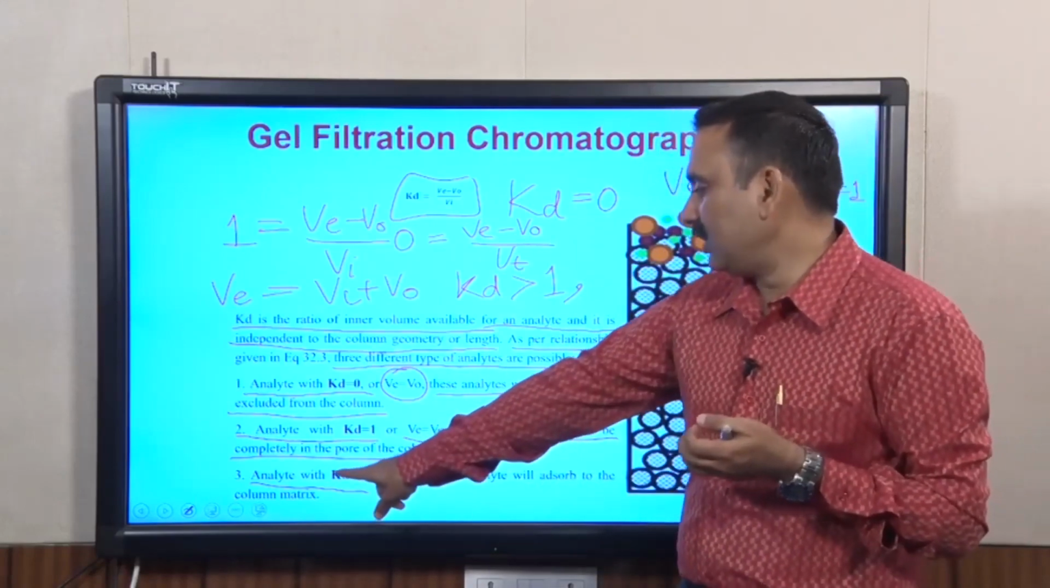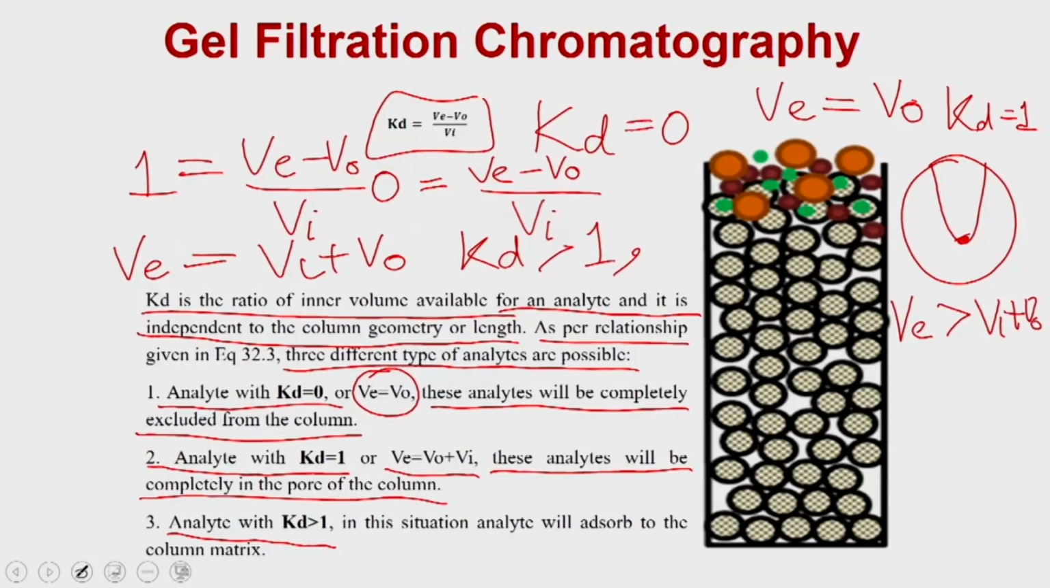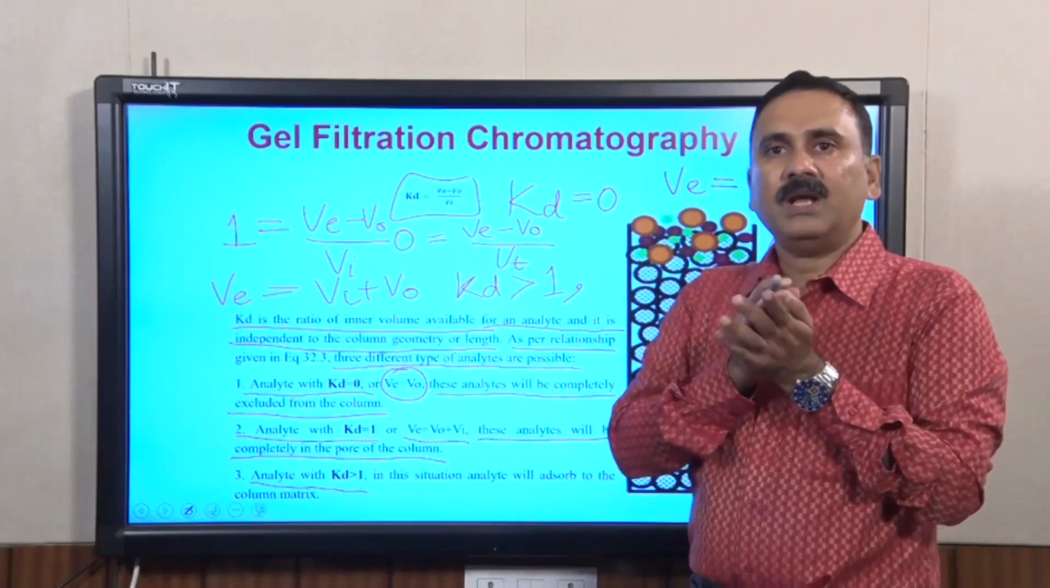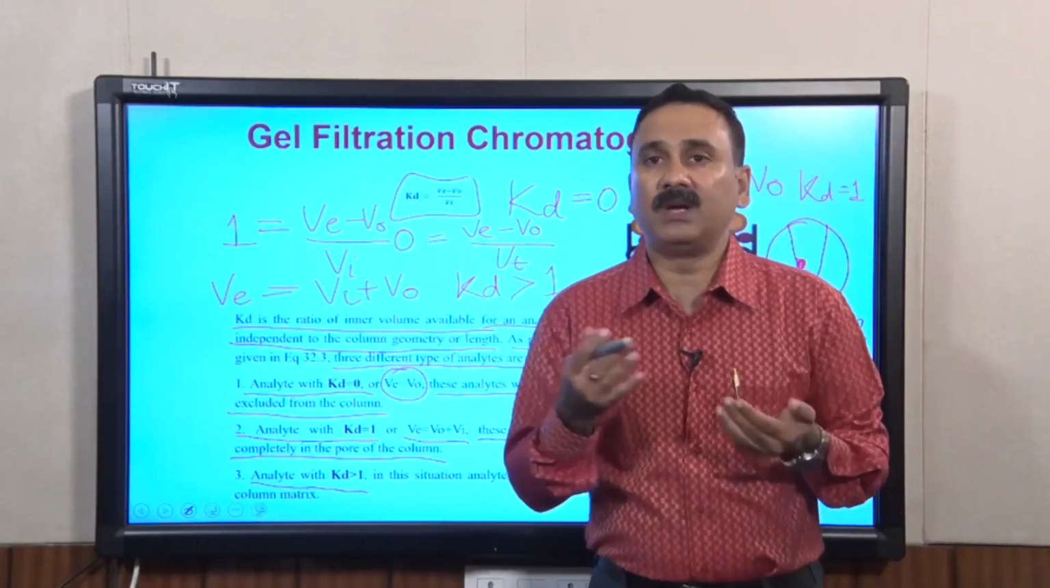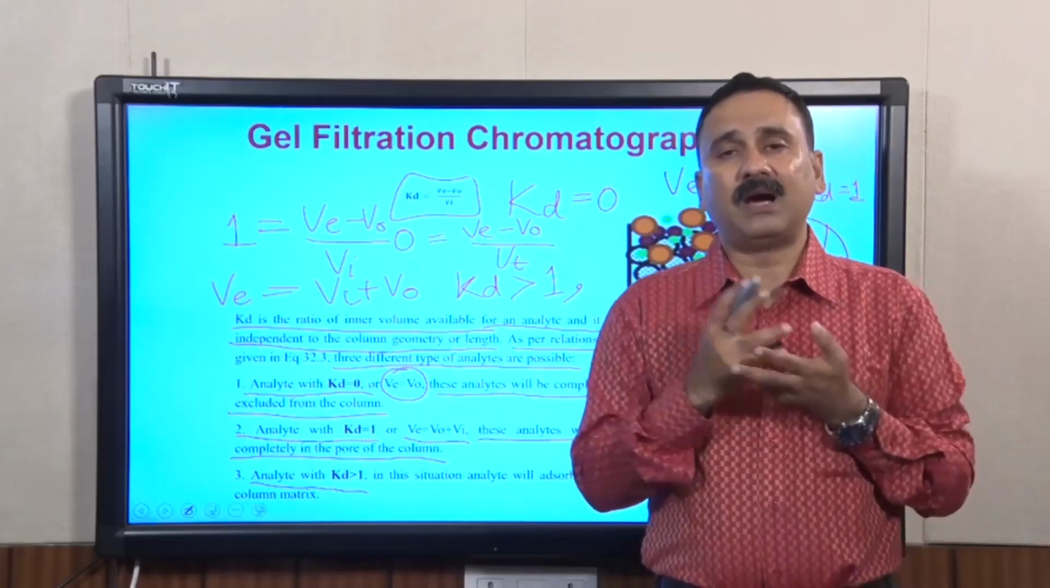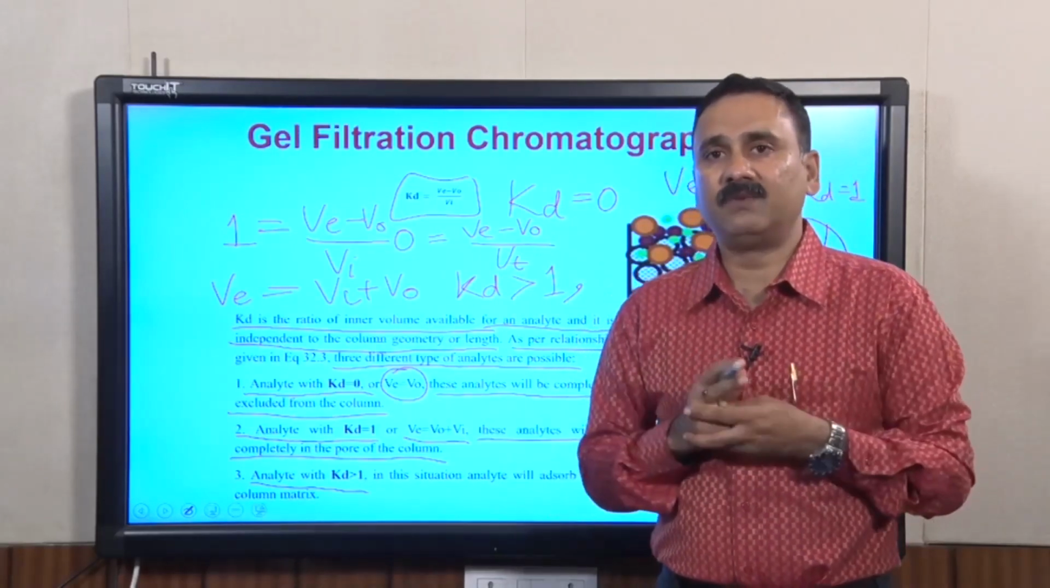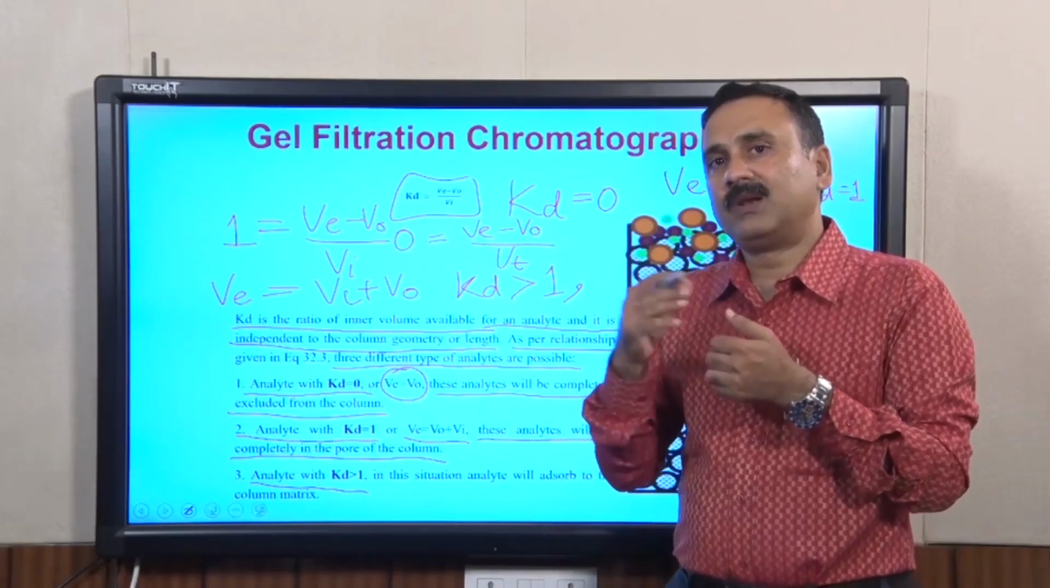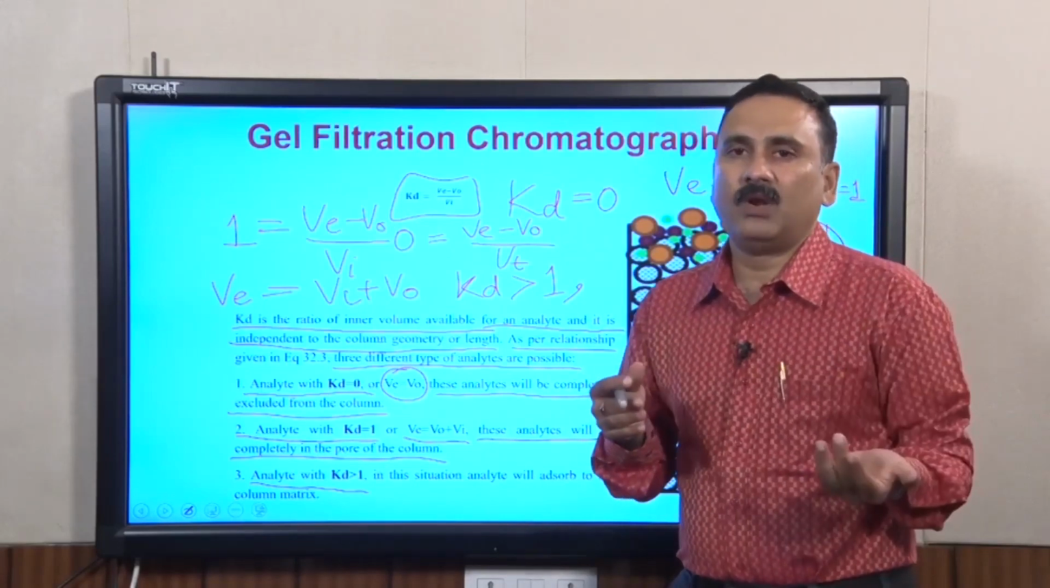But if the molecule is going to show you a Kd which is bigger than 1, which means the molecule has irreversibly been bound to these beads. In those cases you can flow the liquids, but the molecule is not going to come out. If the molecule goes and binds to one of the pores, then even if you flow the liquids, because we are not going to do any salt gradient or any such kind of treatment, the molecule will remain stuck to these beads and it will not come out.